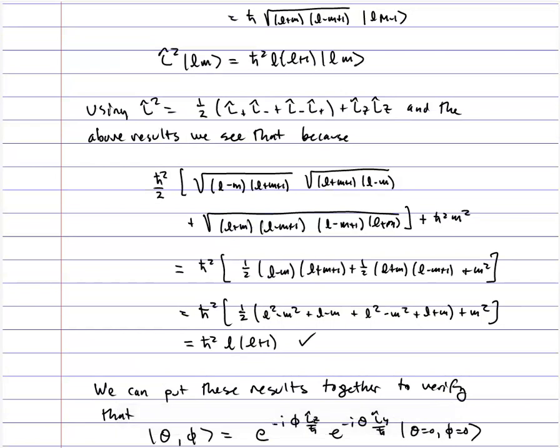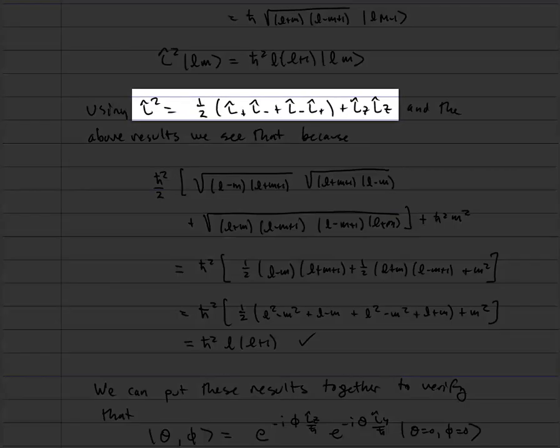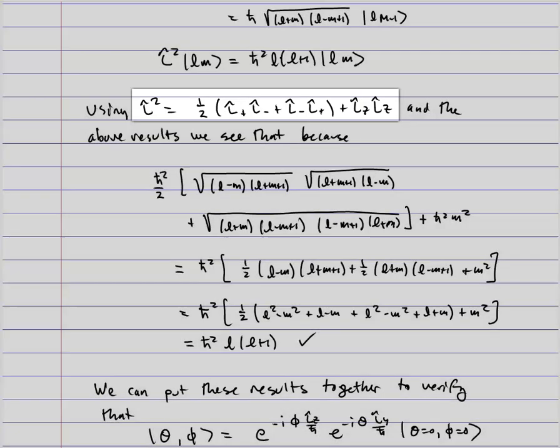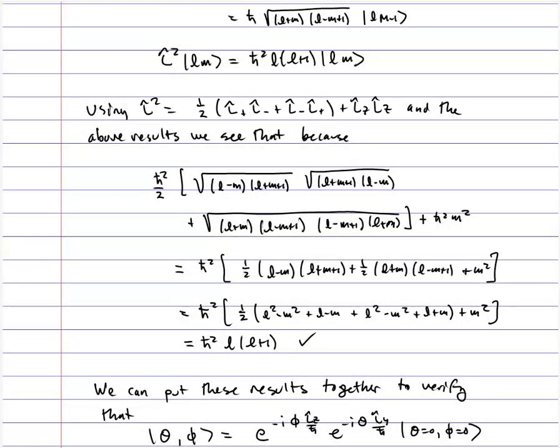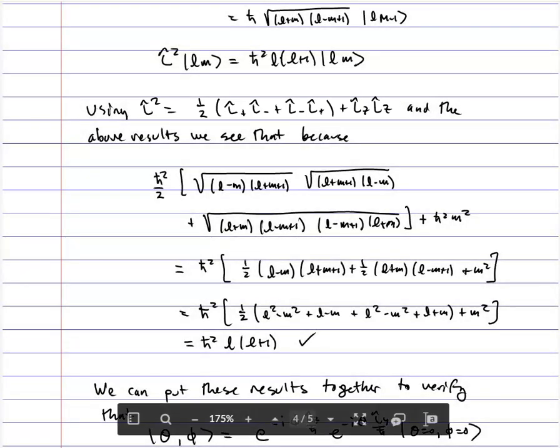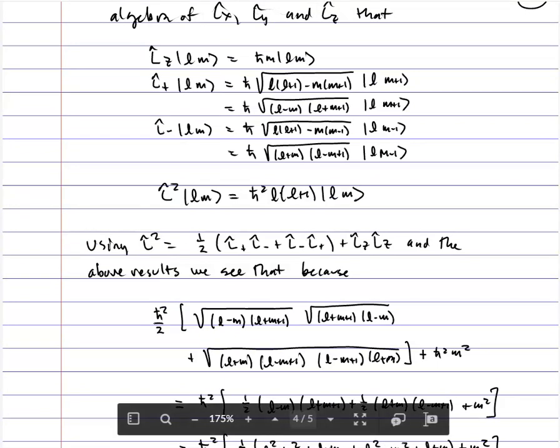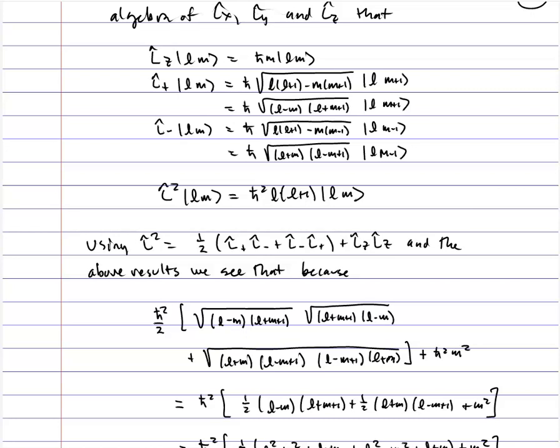Now, you can actually derive the result for L squared using the results above by writing L squared as 1/2 (L plus L minus plus L minus L plus) plus LZ squared. And then if you plug in with the algebra above, you'll get a term that involves the L minus operator and then the L plus, but it'll be the L plus acting on the term with an M minus 1. And that's the first term that's expressed there.